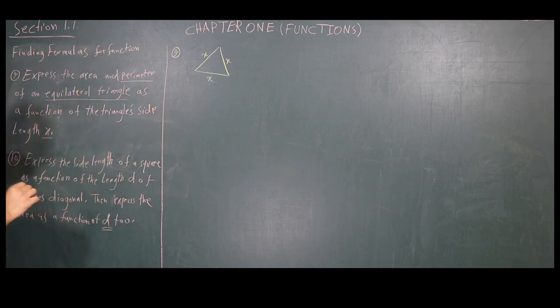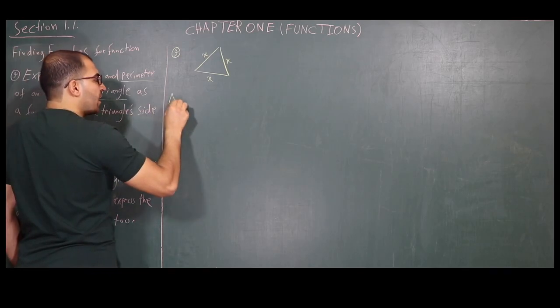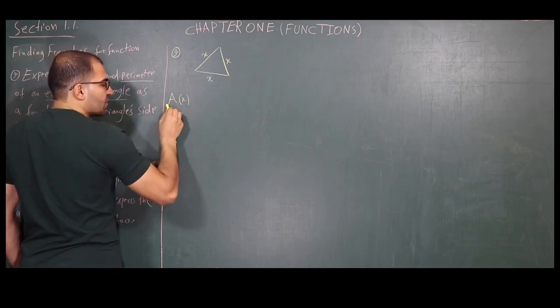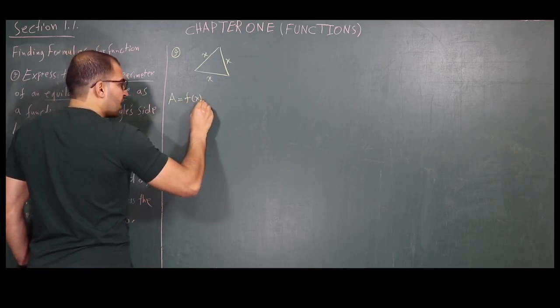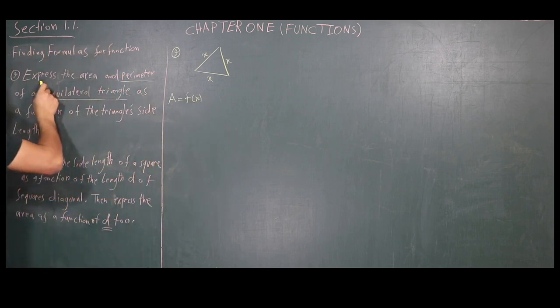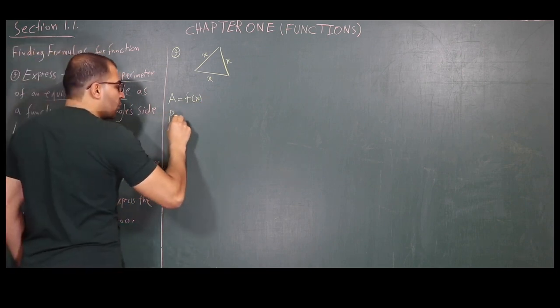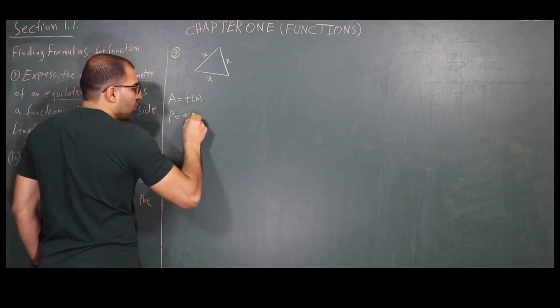Okay? So he wants us to express the area. That means he wants me to express the area A as a function which depends on the element x, and he wants me also to express the perimeter. That means P, he wants me to express it also as a function g of x.